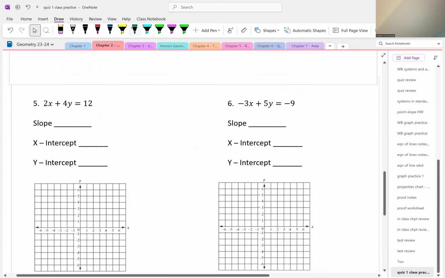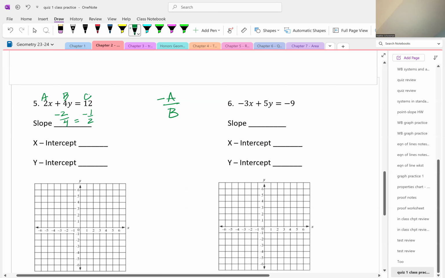Okay, on the back, now we're in standard form. And in standard form, remember, your slope is the opposite of A over B. This is our A, this is our B, and this is our C. So our slope in this one is going to be -2/4. But we always reduce our slope, so that's going to be -1/2.